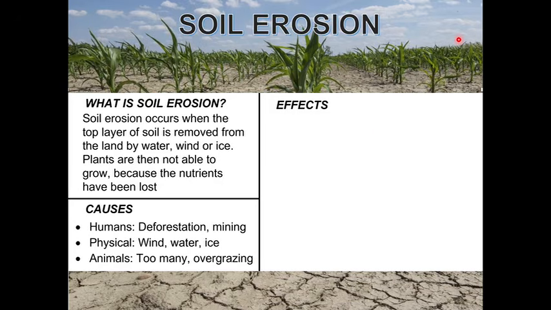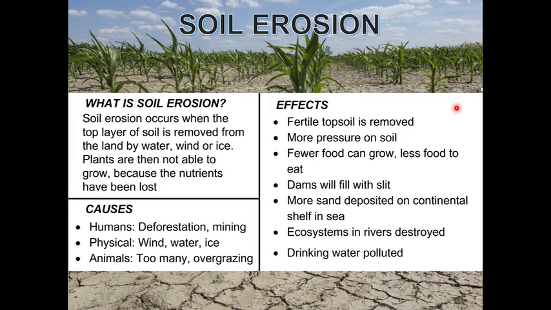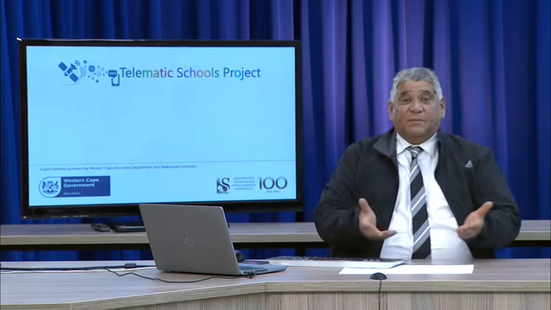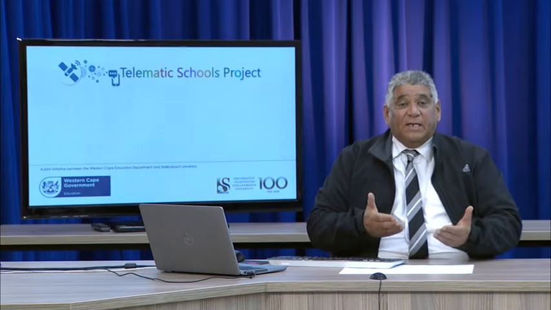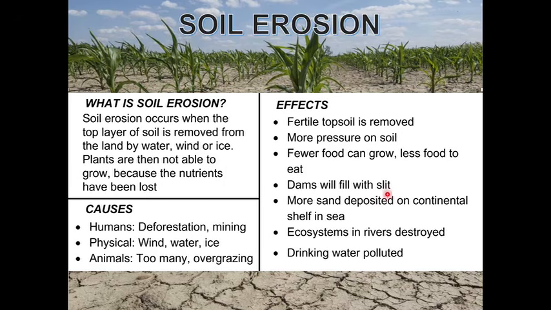So let us have a look at the effects of soil erosion. Firstly, the fertile topsoil is removed. We've mentioned that here in the definition already. More pressure on soil. Fewer food can grow, less food to eat. Dams will fill up with your soil, and if dams start to fill up, it means the carrying capacity of water is reduced. Very important. The sand is deposited on the continental shelf in the sea as well. Ecosystems in the rivers are destroyed, and your drinking water is polluted.